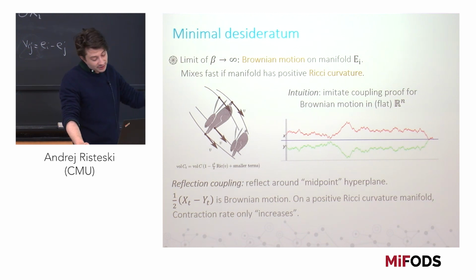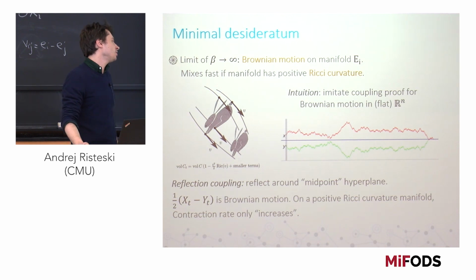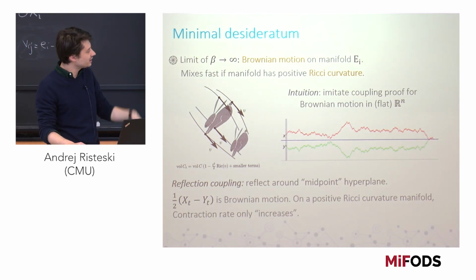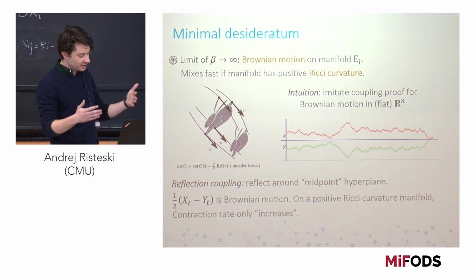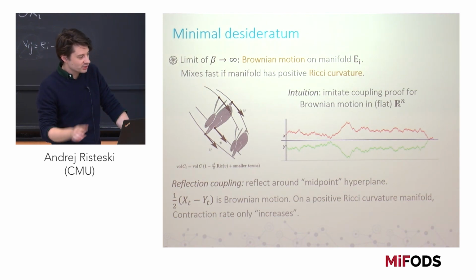And if you try to imitate this proof on a manifold which is not flat but has some curvature, in particular if it has positive curvature, then the contraction is only increased basically. And so you can imagine that if on a plane this coupling is giving you something which behaves like white noise, like Brownian motion, if you have something that has some non-trivial curvature, you basically get some white noise and some contraction. And this is the idea for why Ricci curvature is helping you with mixing times of Brownian motions.